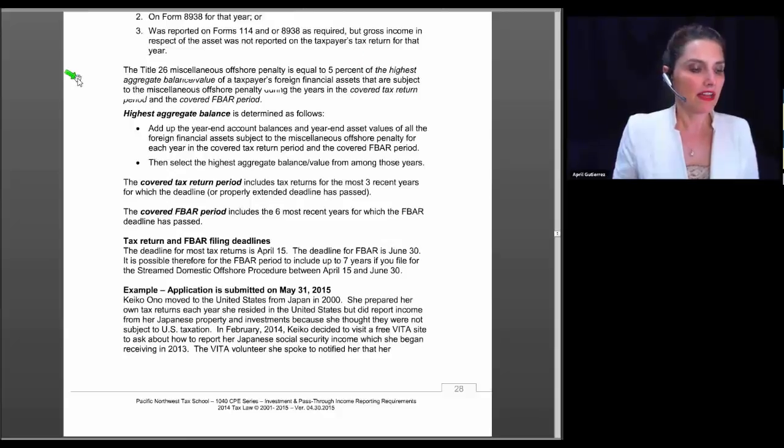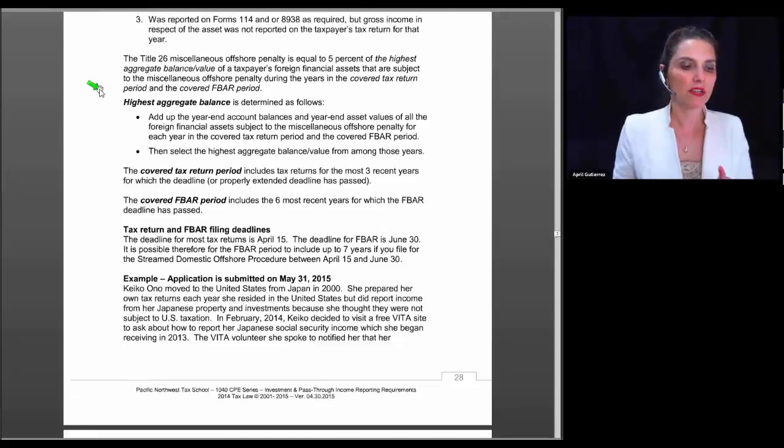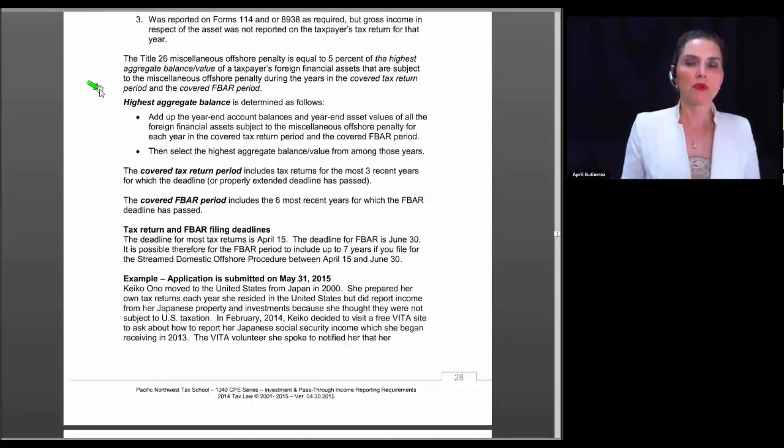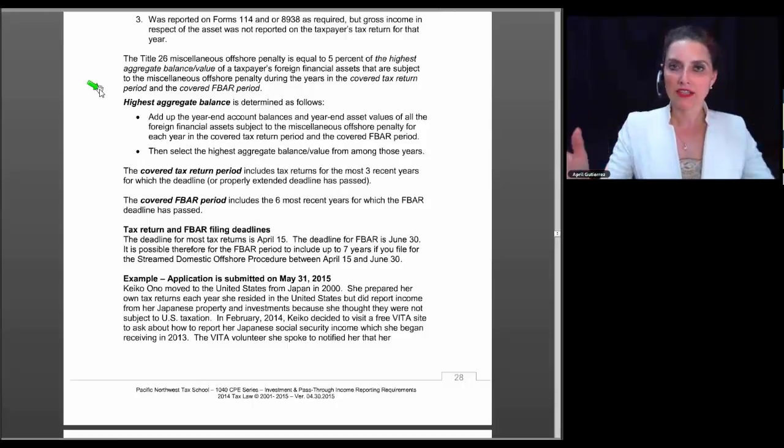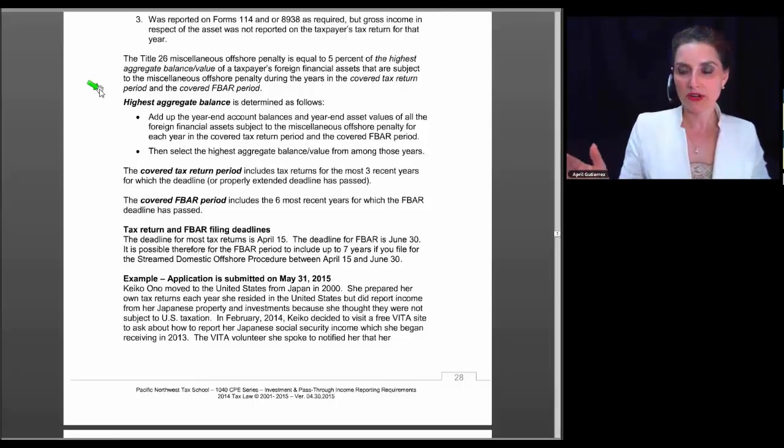But it is based on the highest aggregate balance of a taxpayer's foreign financial assets that are subject to the miscellaneous offshore penalty during the years covered. So what that means is if you're looking at a 6-year period where you didn't file FBAR and should have, or a 10-year period where you didn't file FBAR and should have, IRS says take the most recent 6 years, find the year that had the highest value, and base your penalty on that year.